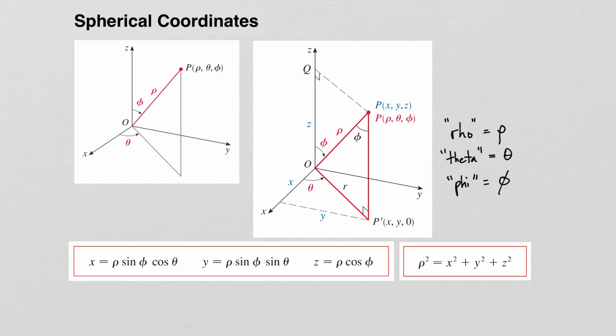So next we need to talk about the relationship between the coordinates x, y, and z and the coordinates rho, theta, and phi. And so we have those relationships expressed down here, but I want there to be an understanding of where these come from. So let's go ahead and see if we can derive these formulas.